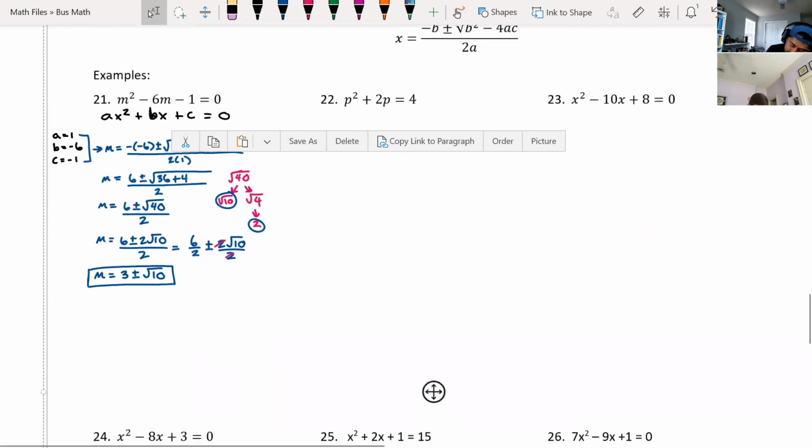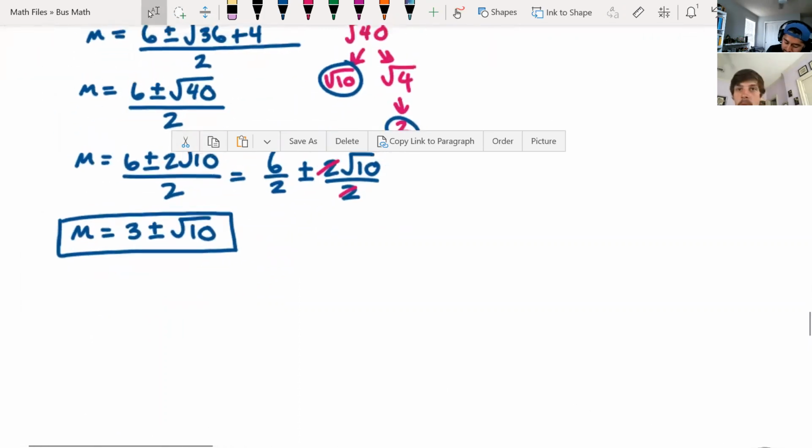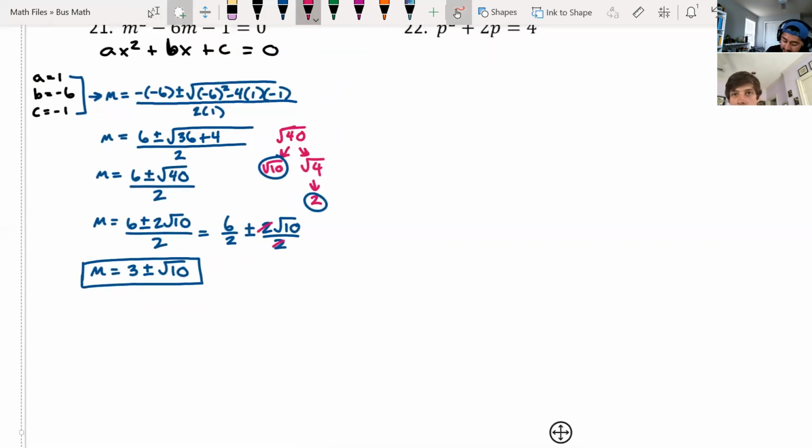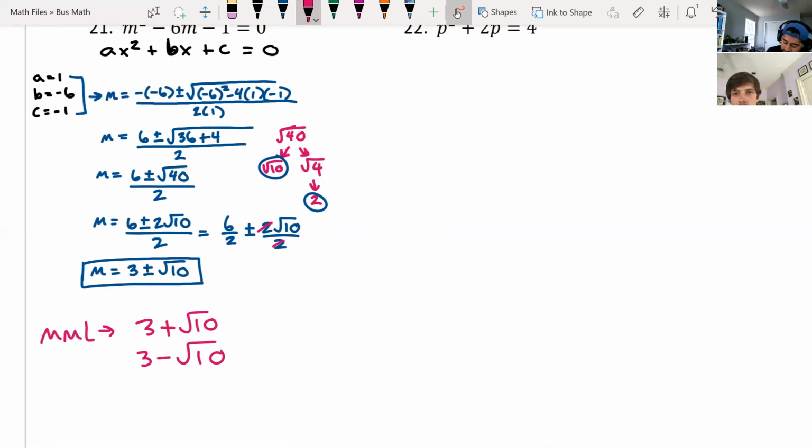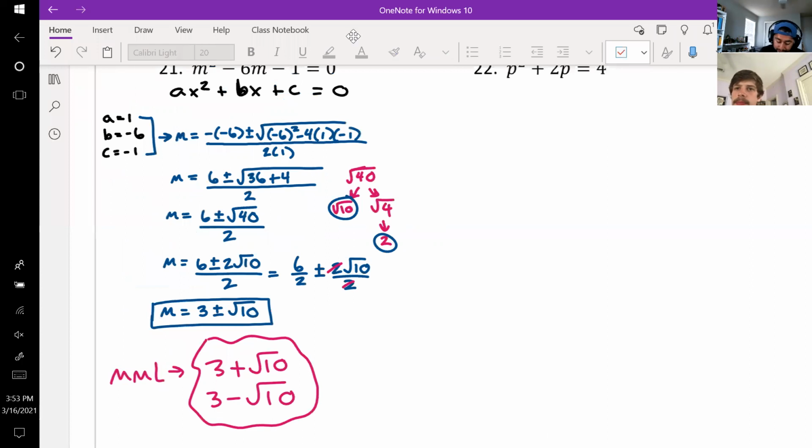My MyMathLab may have you split them up. It may have you write 3 plus square root of 10 and 3 minus square root of 10 separately. And it could also make you put a decimal number. So let's explore that.